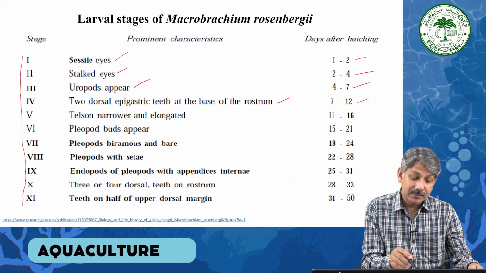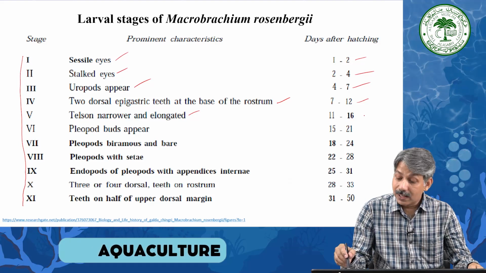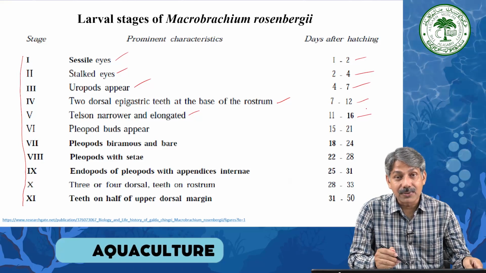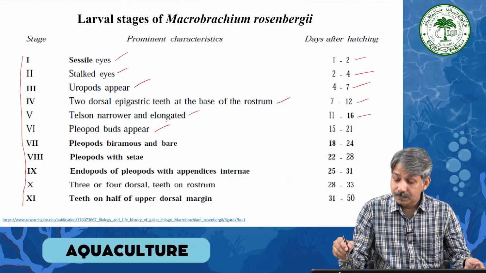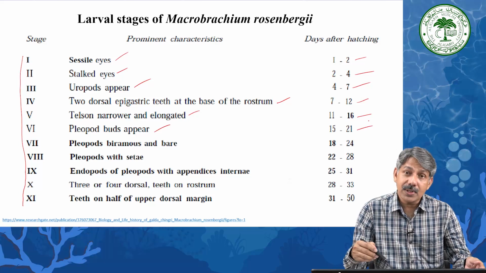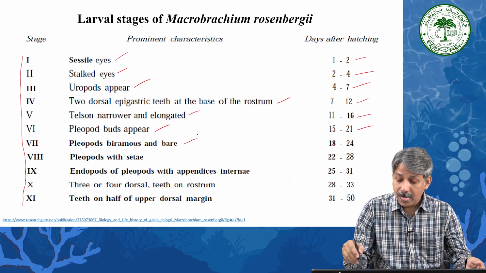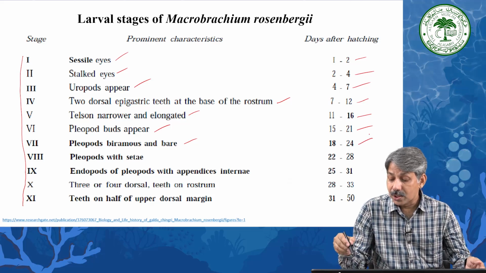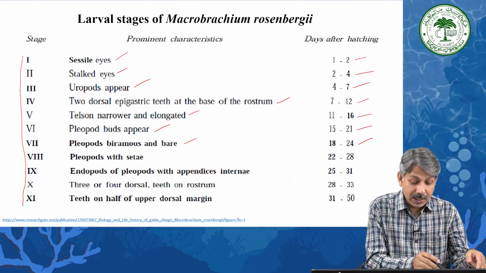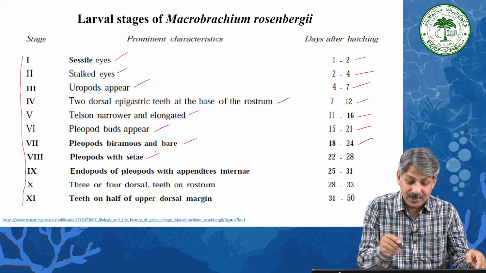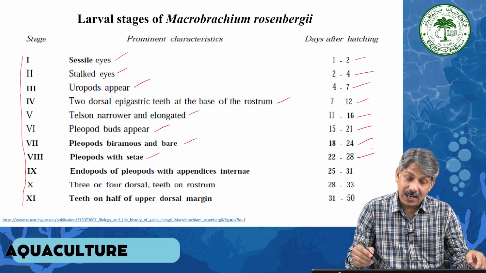Then the telson becomes narrower and elongated. This is stage 5, and it comes 11 to 16 days after hatching. Then we have stage 6, where pleopod buds appear. This comes 15 to 21 days after hatching. Then we have stage 7, where biramous and bare pleopods appear, about 18 to 24 days after hatching. Then we have stage 8, where pleopods with setae appear, and this comes 22 to 28 days after hatching.